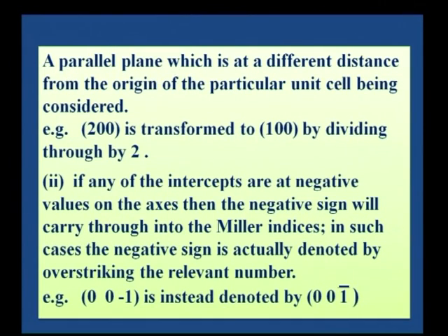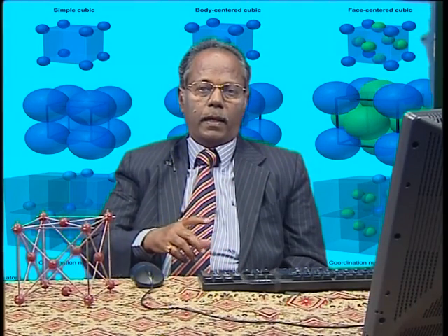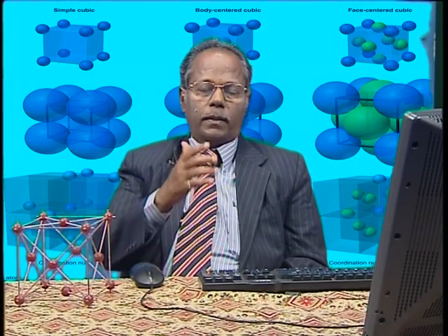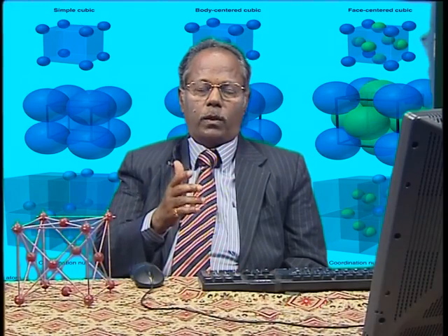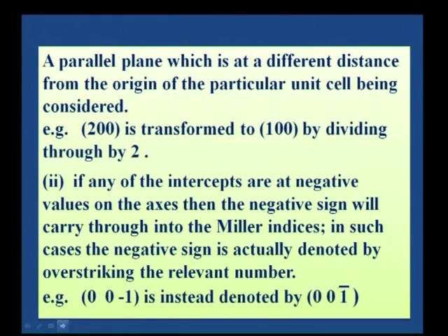In such cases, the negative sign is actually denoted by overstriking the relevant number. Supposing I have a plane which cuts along the negative side of the z direction, at 1 times A in a cubic case, then you will have 0 0 minus 1 for that plane. That will be the intersection made along the negative z direction. That is the reason I put minus 1, but when you write the Miller indices, this minus will be referred to as 1 bar. You put a bar over the number, the bar refers to the negative intersection.